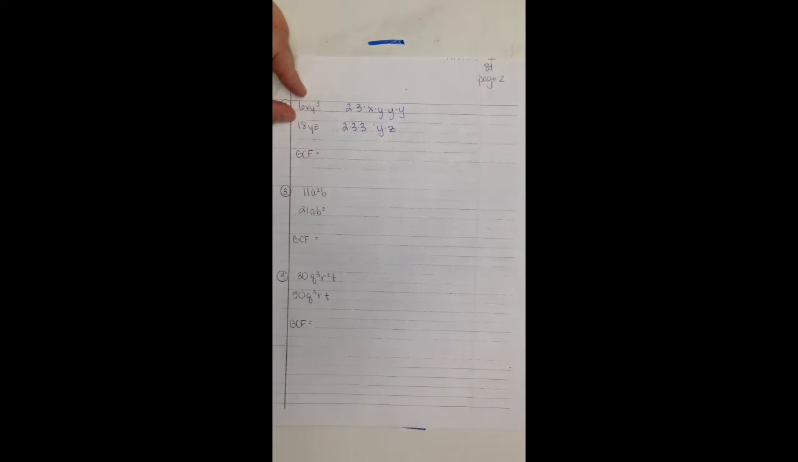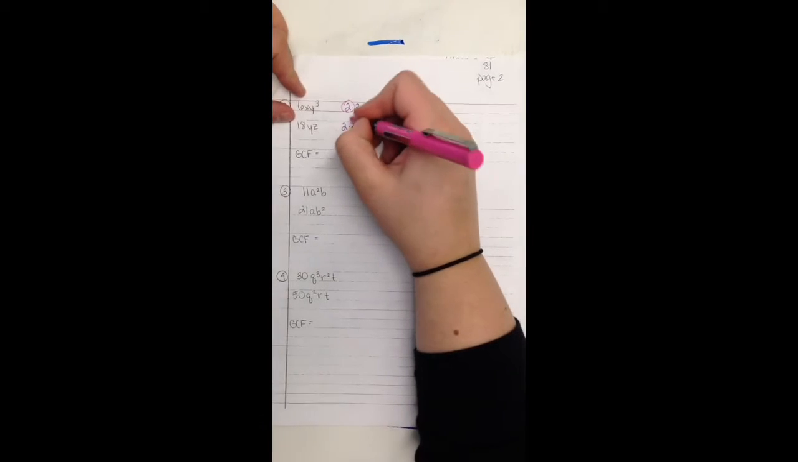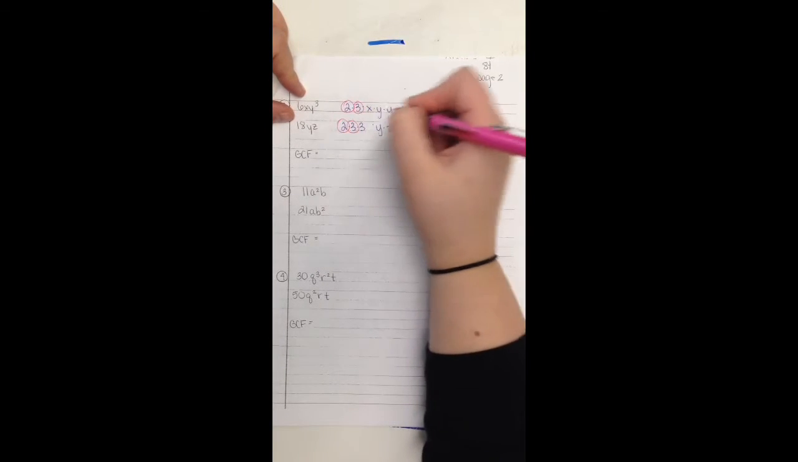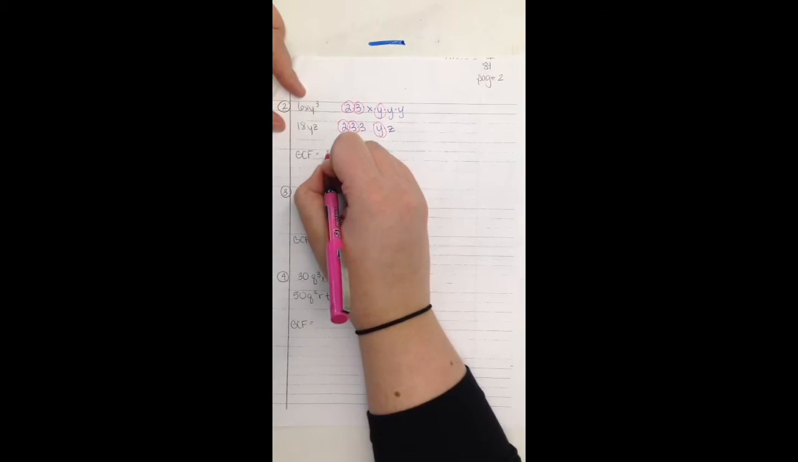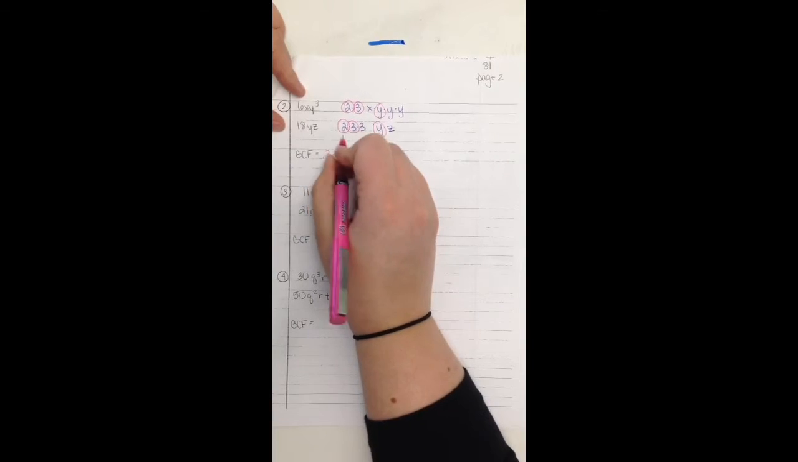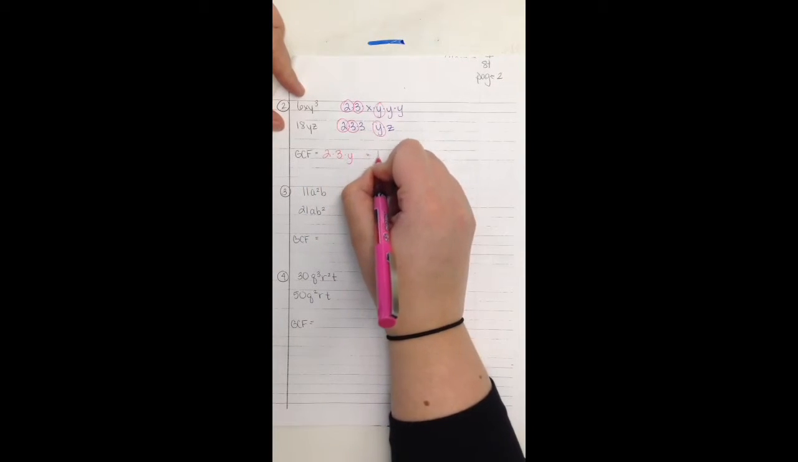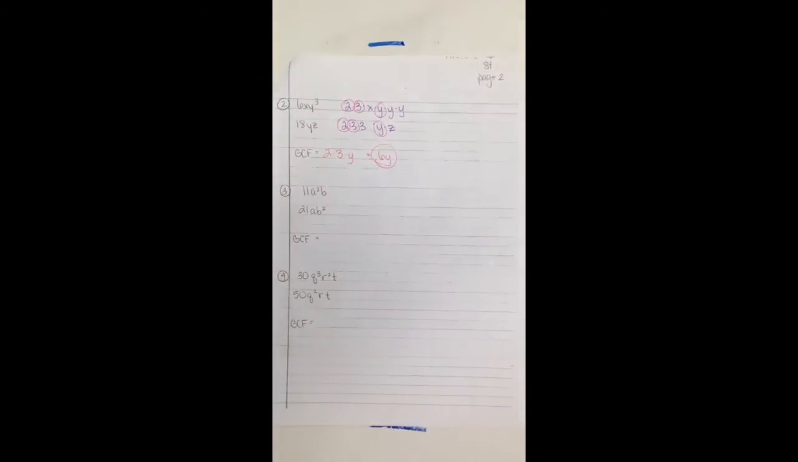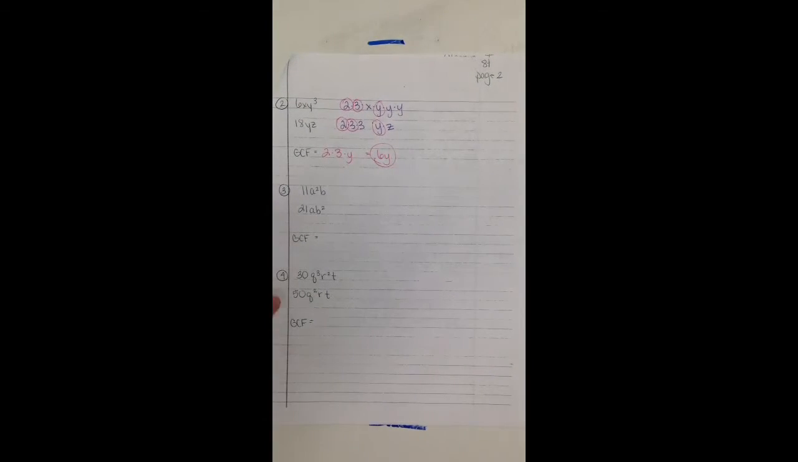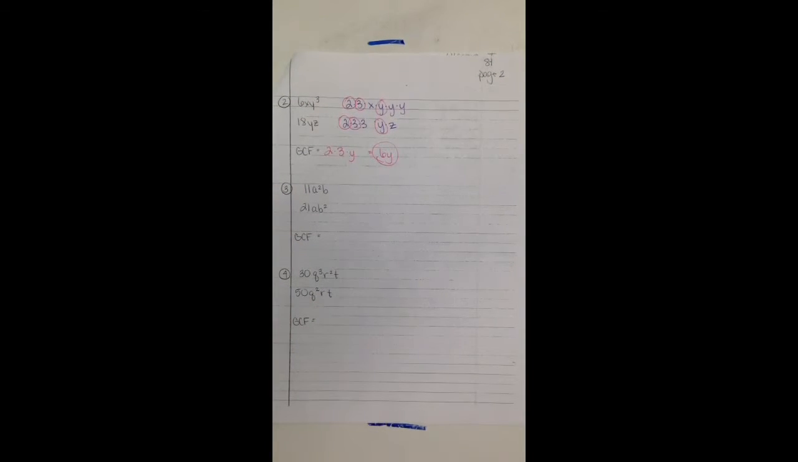Take the things they have in common. They have 1, 2 in common, 1, 3 in common, no x's in common, 1 y in common, and no z's in common. So we have 2 times 3 times y, so I get 6y is their greatest common factor. I want you to try the next two examples on your own. Pause the video, come back when you're ready.